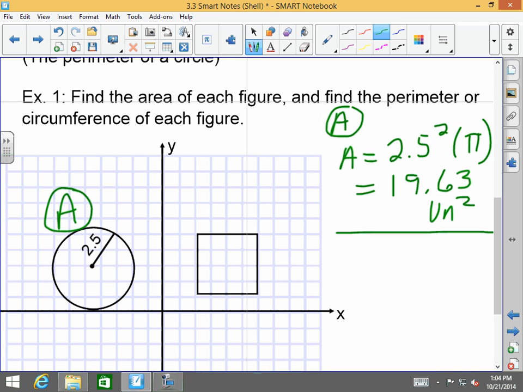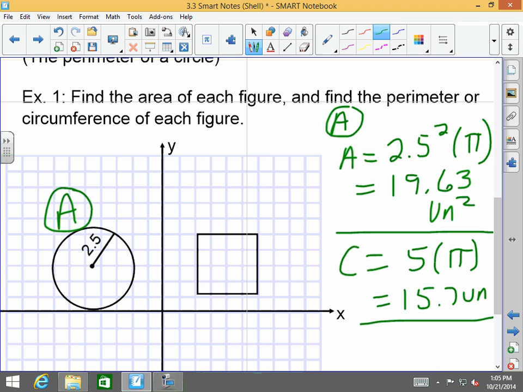And the circumference of this would be 2 pi r. Well, 2 times the radius of 2.5 is 5. So that would be 5 times pi. And pi we estimate as 3.14. So 3.14 times 5 would be 15.7 units, not units squared. That's why I do this. Area is always units squared, and circumference or perimeter is linear. It's only units. Yes, sir.